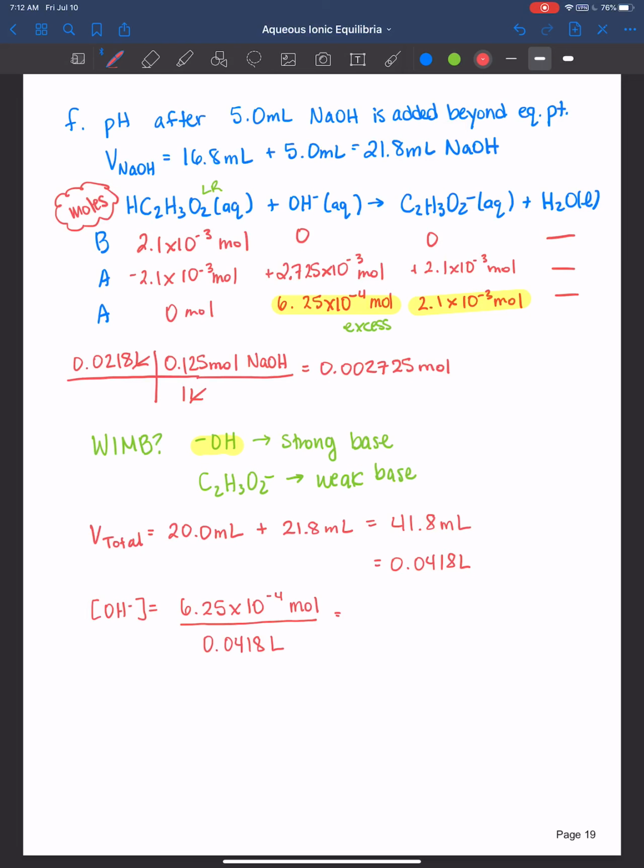And we get 0.01495 molar. And the pOH is equal to the negative log of the hydroxide ion concentration, which is equal to 1.825, and the pH, remember, is equal to 14 minus the pOH. And that is equal to 12.18.